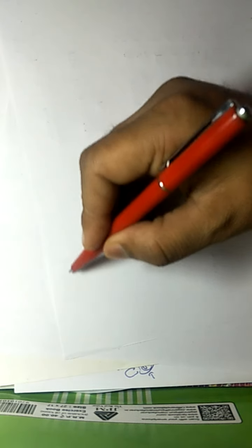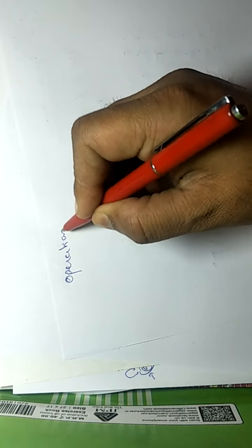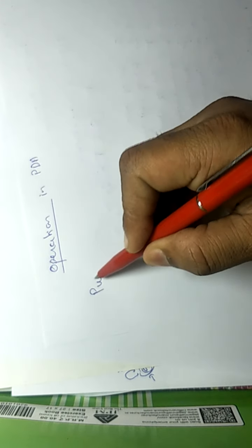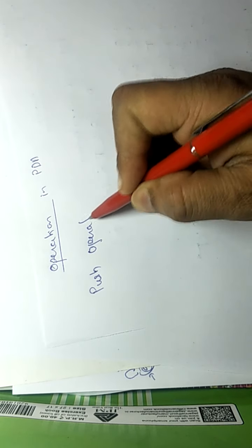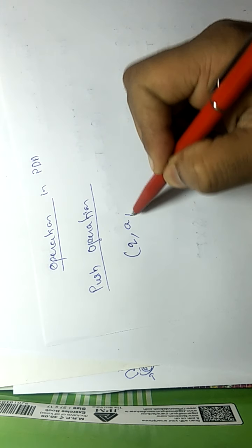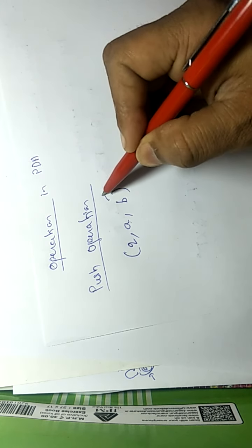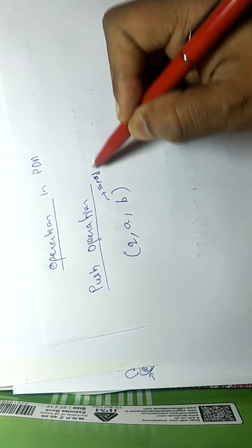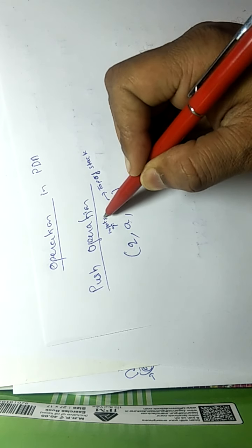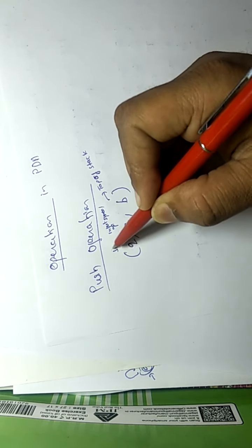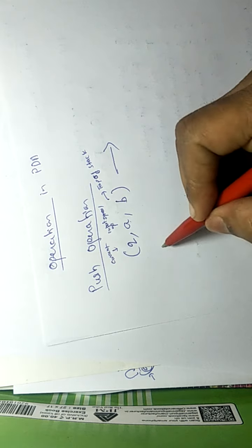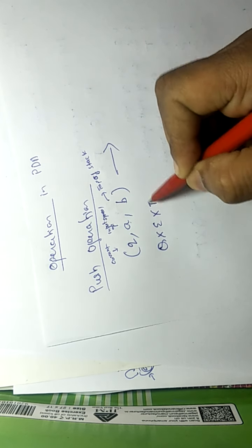Now look at the operations in PDA that are very important. The first one is the push operation. We are at state q. We are reading some input a, and this is the top of the stack. This is the input symbol, and this is the current state. Then what we do, it is q, slash, input symbol and the top of the stack.